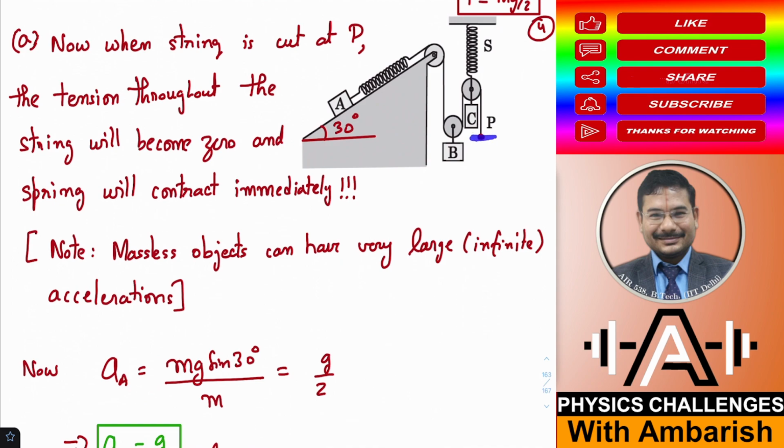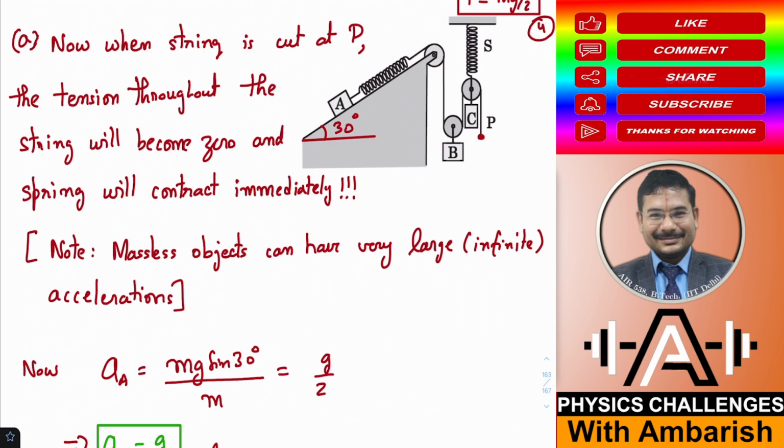See, so if the string is cut at point P, this tension must become 0, and when this tension becomes 0, then the spring tension must also become 0. And if the spring tension becomes 0, that means what? The spring can suddenly contract, right?